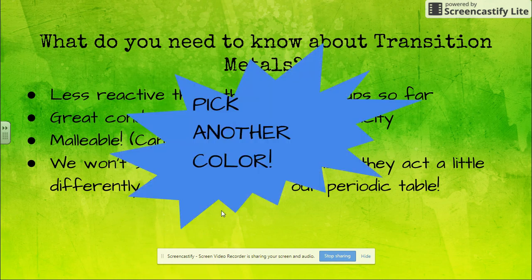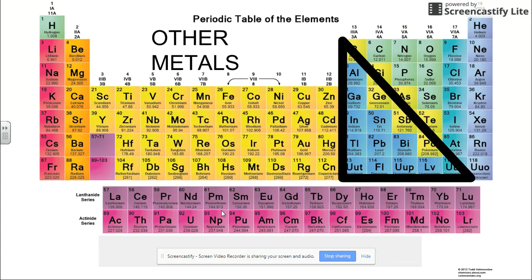Pick another color! Alright, this is another group called our other metals. So be really careful. Don't forget that your periodic table has different names for these guys, but look at your atomic numbers. So make sure you're coloring in the correct atomic numbers. So it's going to go from 113 all the way to 116. Those are your other metals down here at the bottom. Pause the video, color in your other metals.